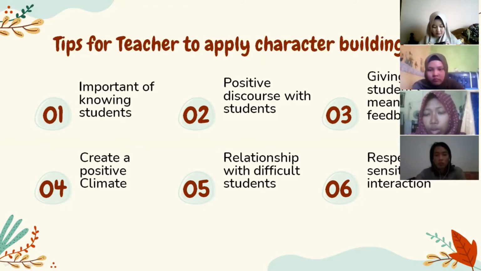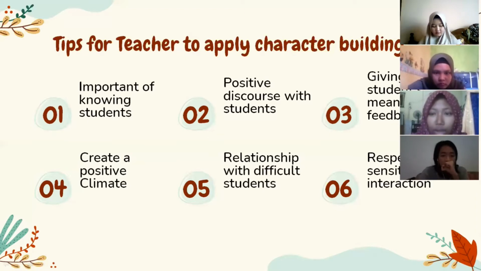The next is relationship with difficult students. Actually, in one classroom, there are some students that have difficulties. Maybe they are naughty, or maybe they find it difficult to understand the lessons. So difficult students require more energy on your part. For example, you may need to spend time with them individually to get to know them better. You can talk with them. Maybe you can give some suggestions, or you can ask about their interests and motivate them about their interests.